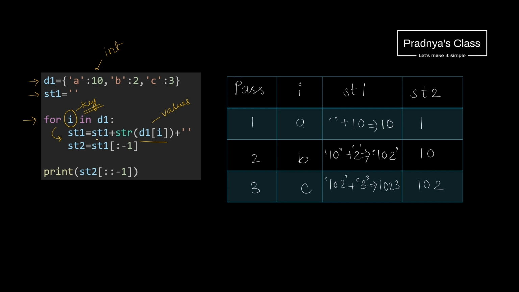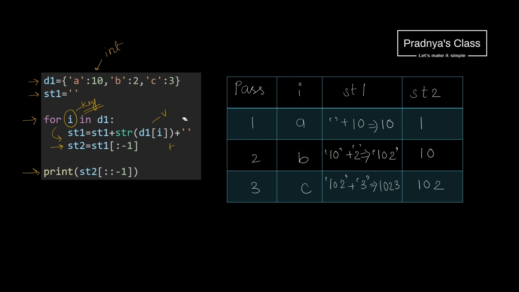And that value will get concatenated with the previous value of the string, which is initially empty. We are even concatenating an empty string at the end. With the next statement, we are creating a new string by removing the last character of the st1 string. And in the final print statement, what are we doing? We are reversing the st2 string.